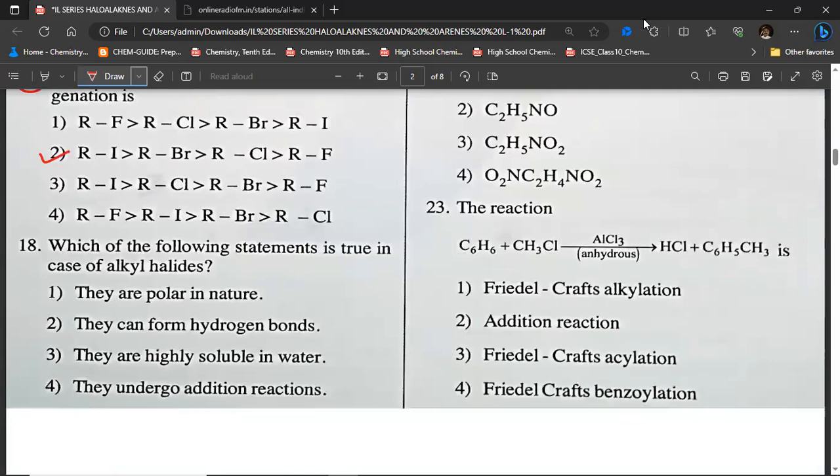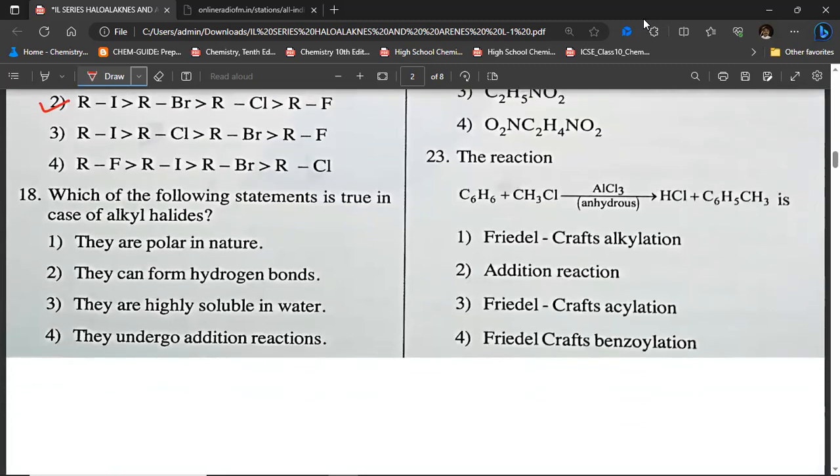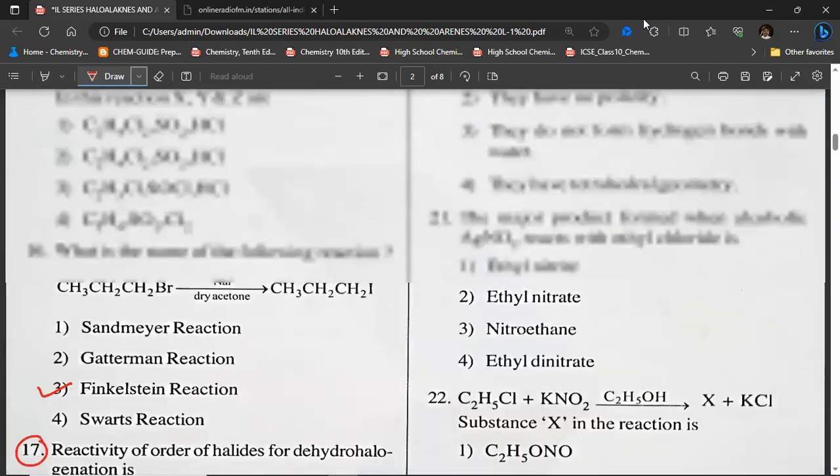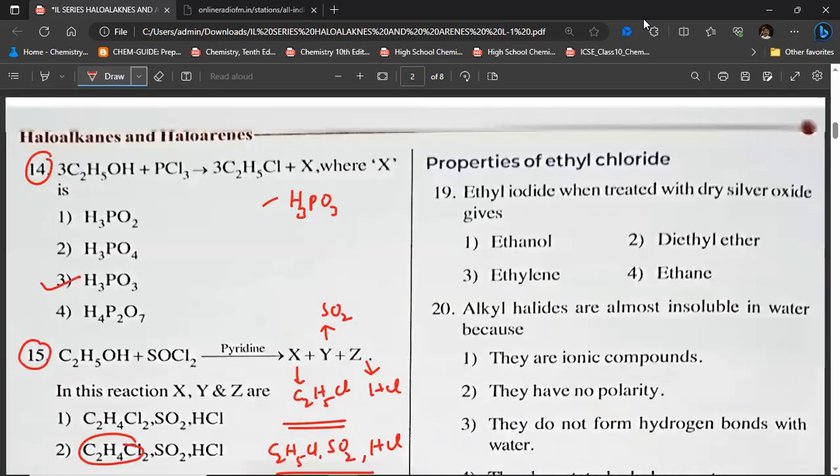18th question: which of the following statements is true in case of alkyl halides? Usually alkyl halides are said to be polar in nature due to the electronegativity difference between carbon and the halogen. So obviously for the 18th question, the first option is the right option for our discussion. Next, moving on to the properties of ethyl chloride. 19th question we'll see from the properties of ethyl chloride.